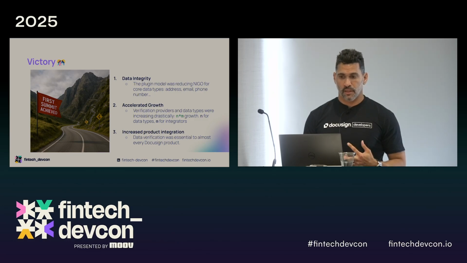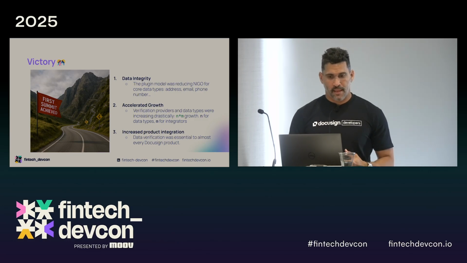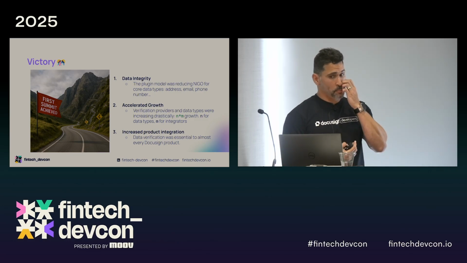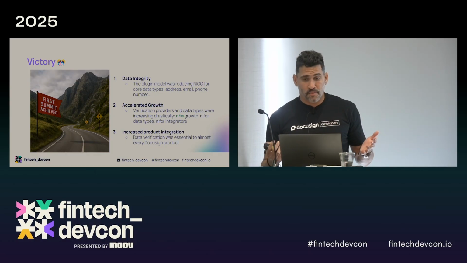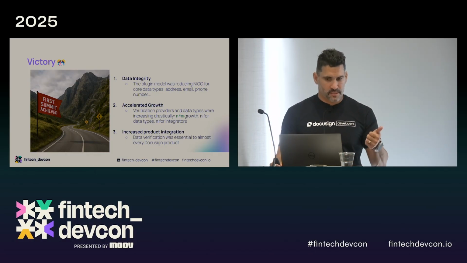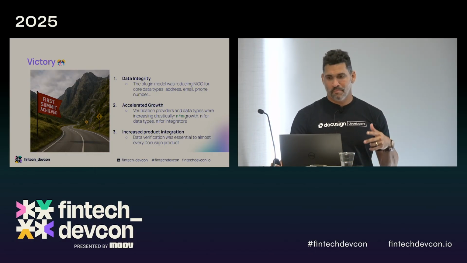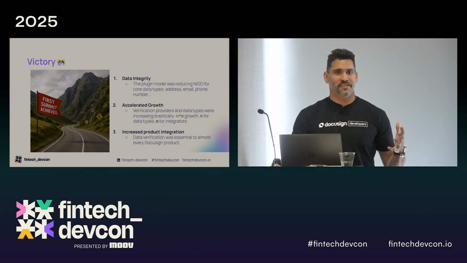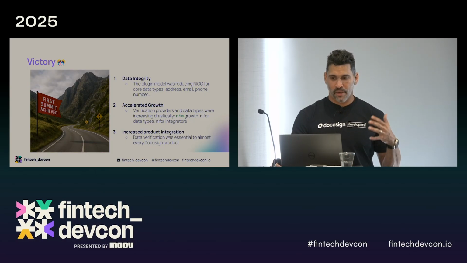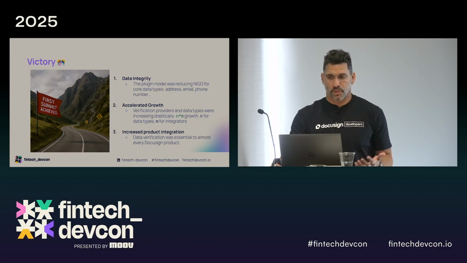The NIGO was lowering drastically. And then this momentum sparked an innovation boom. New verification ideas poured in. Driver's licenses, tax IDs, business licenses, KYB, KYC. All of these things started to grow. And because of every win proved, we could raise data quality without slowing the customer journey.